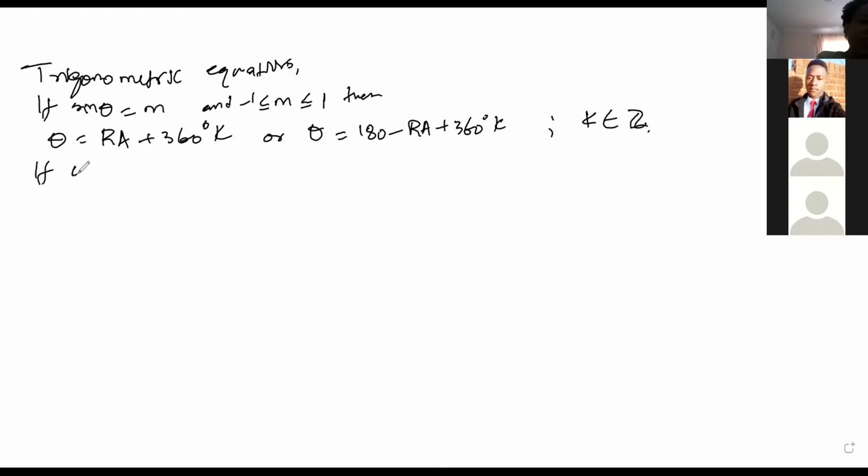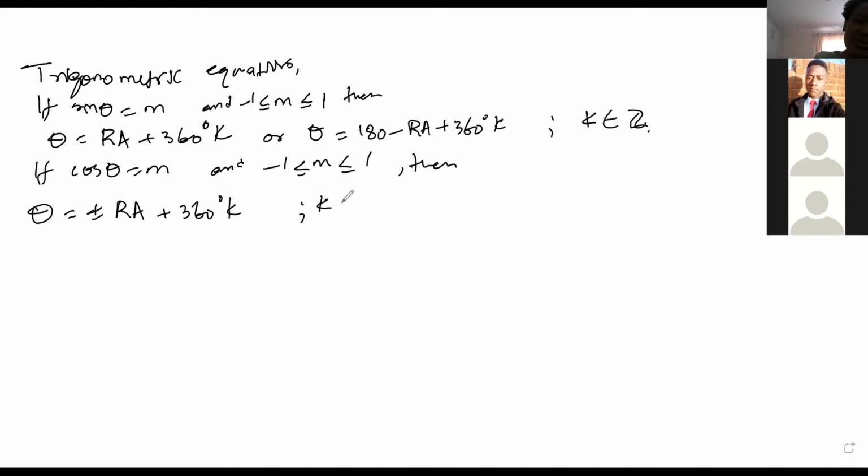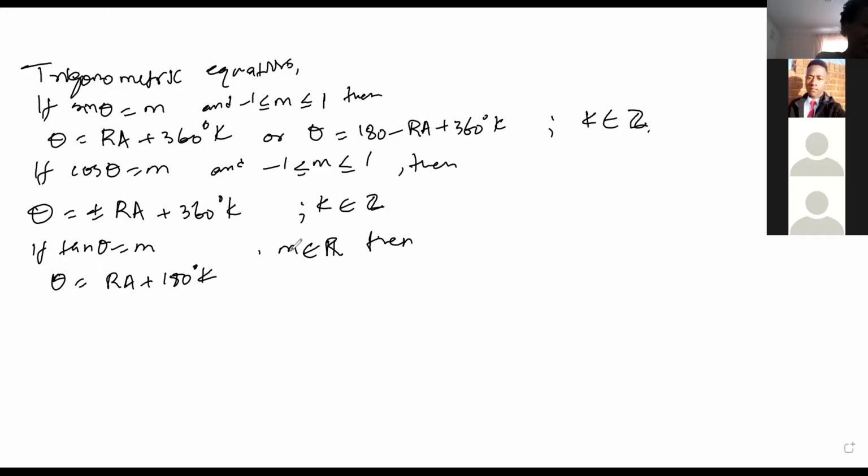Okay, if cos theta is M, and that M is between 1 and minus 1, then your theta will be plus or minus your reference angle plus 360K, where K is an element of integers. Okay, if tan theta is M and M is an element of real numbers, then your theta is going to be your reference angle plus 180 degrees K, where K is an element of integers.